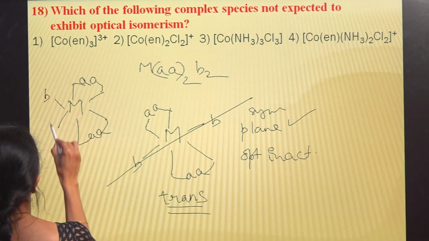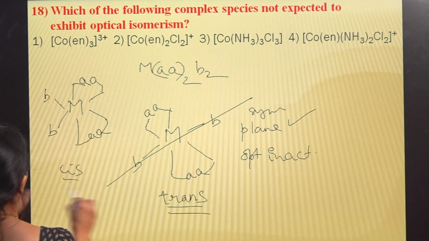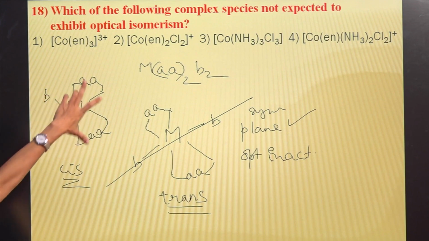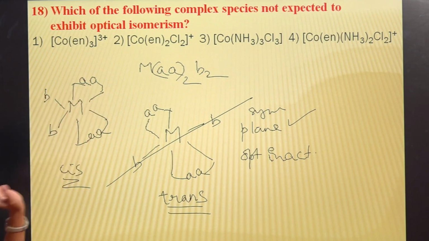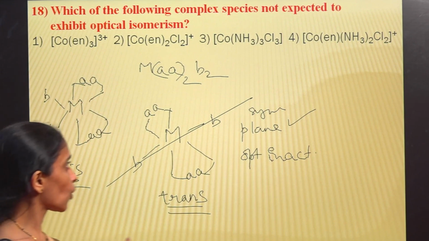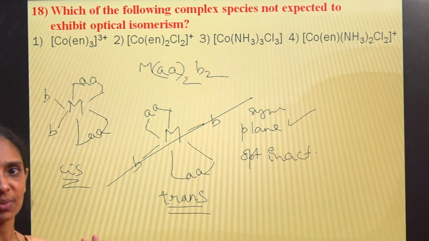AA, BB. The two B's are very close and the two bidentate ligands are also close to each other. They are at adjacent positions. So this is the cis form. Now in the cis form, you do not have any plane of symmetry.